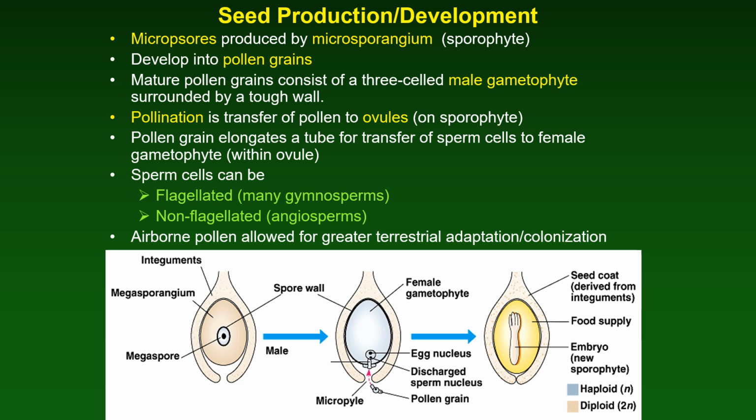Anyway, we'll talk about how the seeds are made in just a moment, but let's talk about how the spores are made, because we still do have spores. In the gymnosperms and in the angiosperms, we have two types of spores. We have little tiny spores, and they're called microspores. Makes sense. And then we have big spores, and they're known as megaspores. Also makes sense. The microspores develop into a male gametophyte, and the megaspores develop into a female gametophyte.